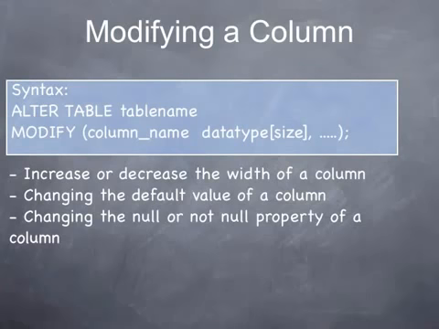The alter table command with a modify clause is used when you are trying to make the following types of changes to a table. 1. You want to increase or decrease the width of a column. 2. You want to change the default value of a column. 3. You want to change the null or the not null property of a column.